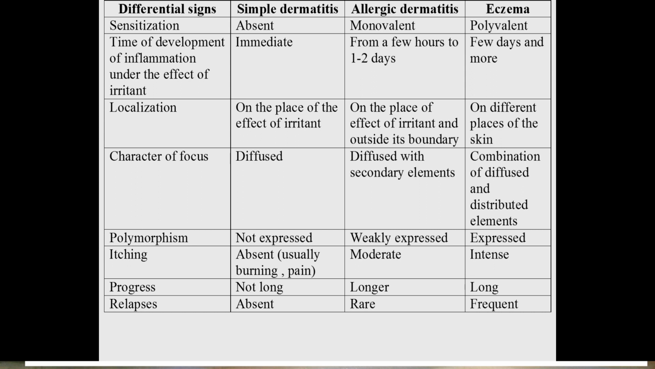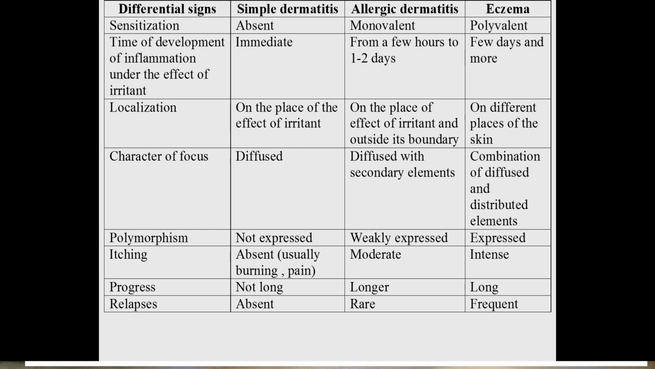Differential signs between simple dermatitis, allergic dermatitis, and eczema. Sensitization: simple dermatitis, absent; allergic dermatitis, monovalent; eczema, polyvalent. Time of development of inflammation under the effect of the irritant: simple dermatitis, immediate; allergic dermatitis, a few hours to 1 day; eczema, few days and more.